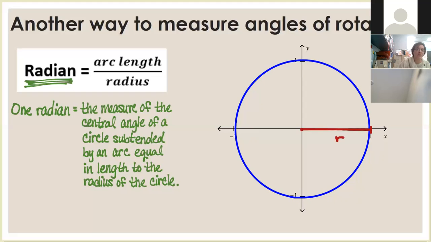There's my radius r. If I take that length right there and I use it to measure along the outside of my circle, so that this distance is also r, I'm going to call this angle right here alpha. And alpha would be equal to 1 radian.